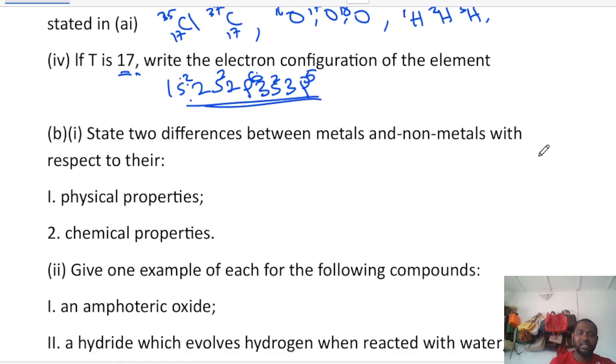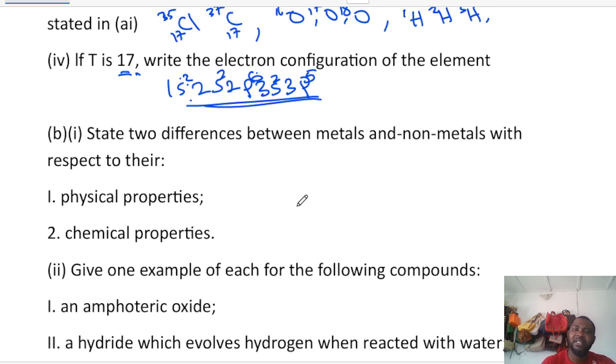Now the next one says state two differences between metals and non-metals with respect to their physical properties and their chemical properties. Number one is that metals are usually solids at room temperature. That's one of the ways you can differentiate them. But non-metals are usually gases and liquids at room temperature. We have some non-metallic solids, but majorly they are gases and liquids. Another difference again is that metals are sonorous. They make sonorous sounds, but you can't say that of non-metals.